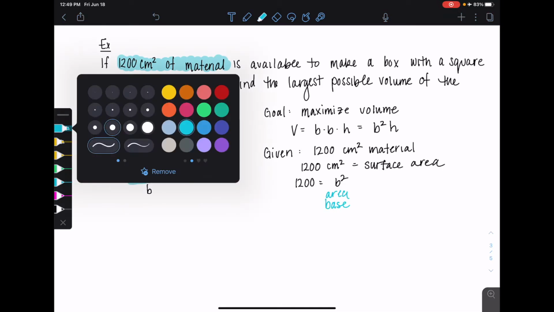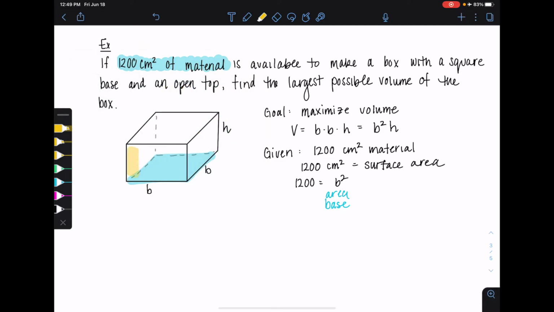And then we're going to have 4 different sides. This front side here would be b times h. The side here, b times h. The back is b times h. And this other side is also b times h. So we have 4 sides that have area b times h. You have no top, so you don't need to worry about this piece up here.